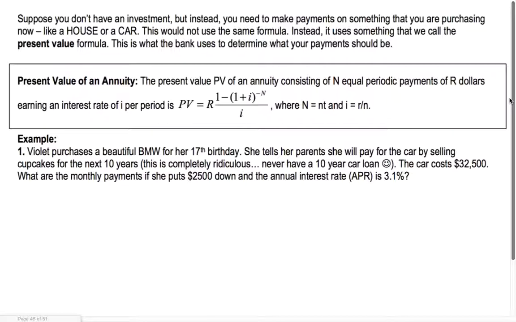Okay, so we're going to go through this again. The numbers in this formula are very similar to what we did before. So R is going to be our payments. That's what we don't know. We're trying to figure that out. Our present value is how much the original loan was for.